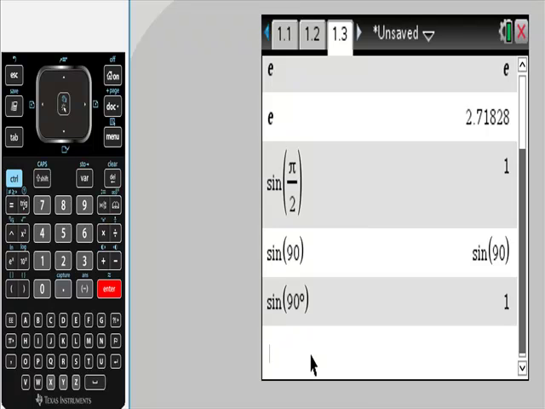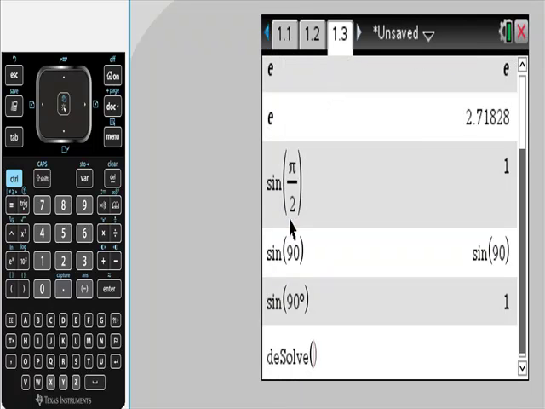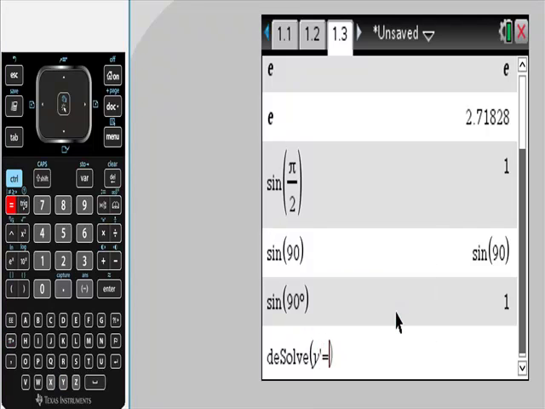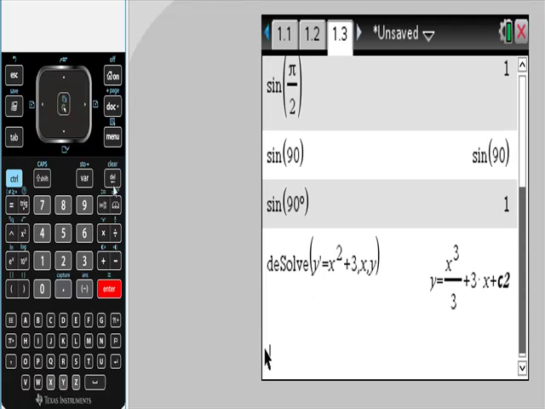I'll do one more thing for you, because there is one more key here that you could use. Let's say we're going to try to solve a differential equation using dsolve. How do you put in y prime? The way you put in y prime is to go here and pick this. This is prime. Then you can set this up and say it is equal to, x squared plus 3, comma x, comma y. I'm not trying to teach you this piece of calculus right now, but that is what that key is for.